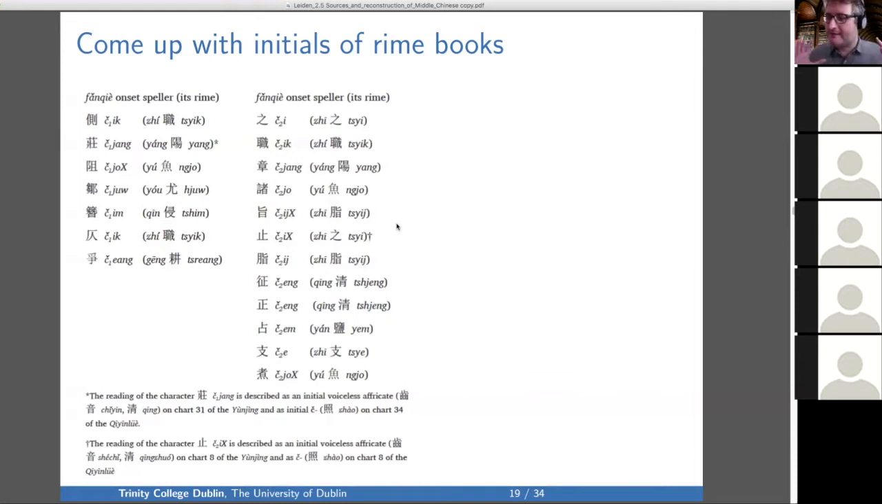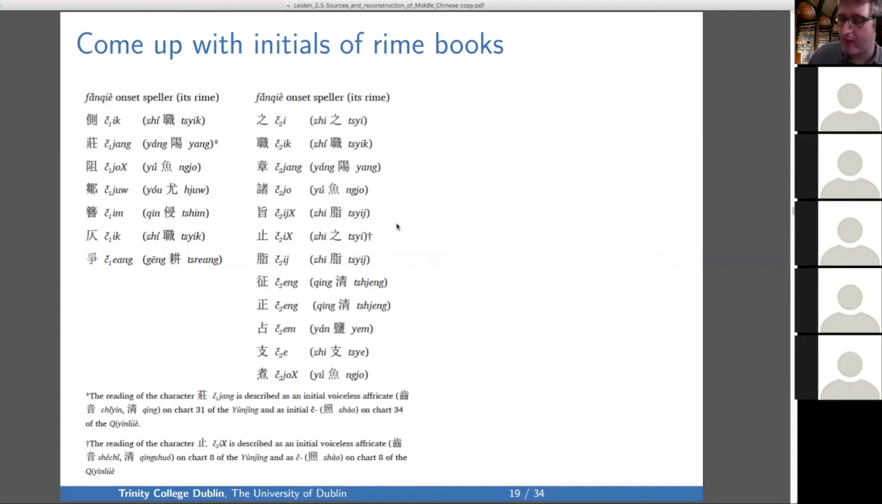Now, at this level of abstraction, if you're just looking things up in the Qieyun, you have no idea whether that initial is a P or a G. You just know the things on the left have the same initial, and the things on the right potentially have a different initial than the things on the left, but they have the same initial as all the things on the right.